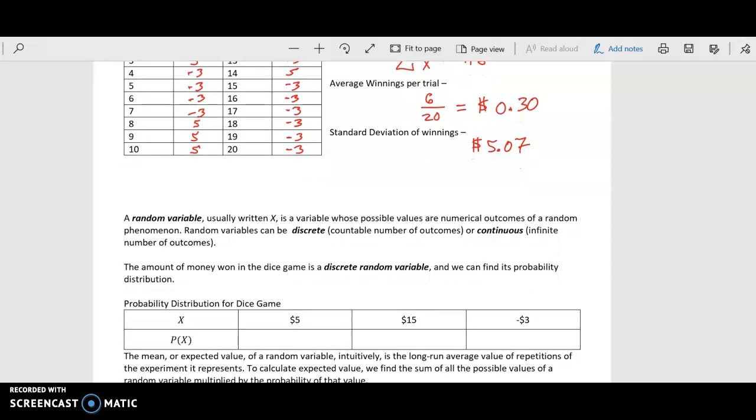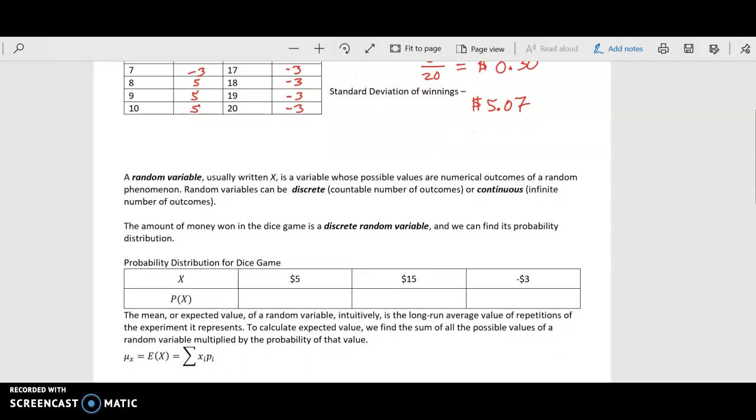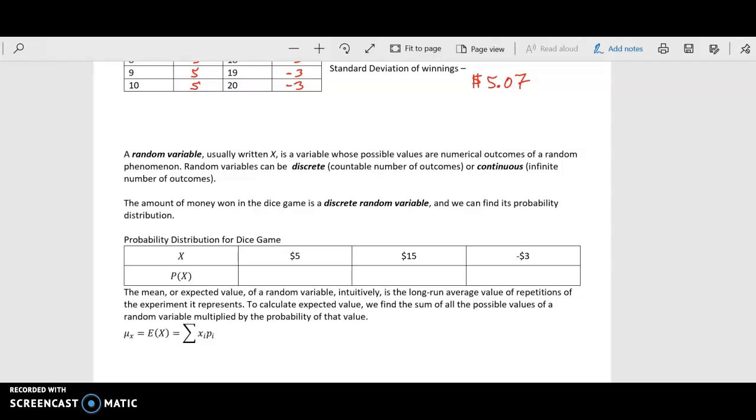So we don't have a definition for random variable yet. Its notation is usually a capital X. It's a variable whose possible values are numerical outcomes of a random phenomenon. They can be discrete or continuous. If they're discrete, it's a countable number of outcomes. If it's continuous, it's an infinite number of outcomes. So the amount of money won in the dice game would be a discrete random variable. You can find its probability distribution.